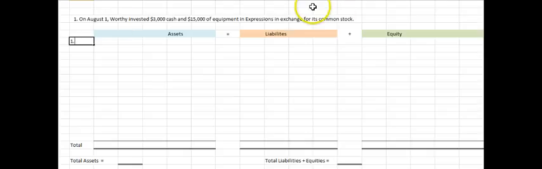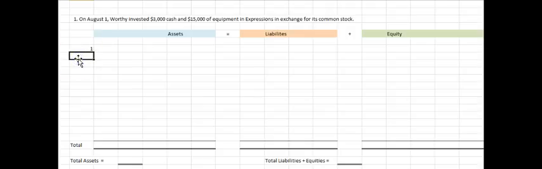But don't forget, there's common stock. That too is going to be affected by this transaction. So there are three accounts that are going to be affected by this transaction. What are they? Cash, because we have $3,000 cash. Equipment, because we have $15,000 worth of equipment. And in exchange, we gave the owner common stock. So common stock is also going to be affected. I'm going to remove the one from here and move it one level down so I have space to put the column headers.